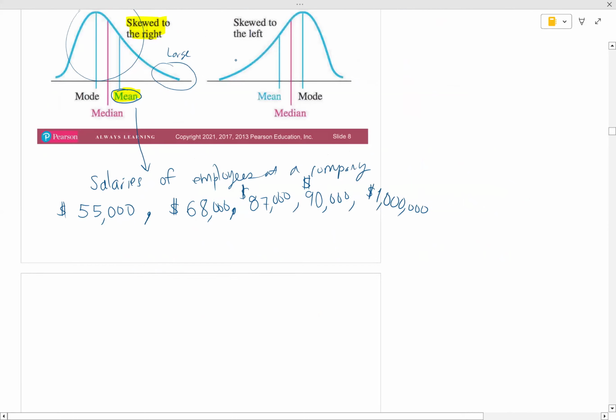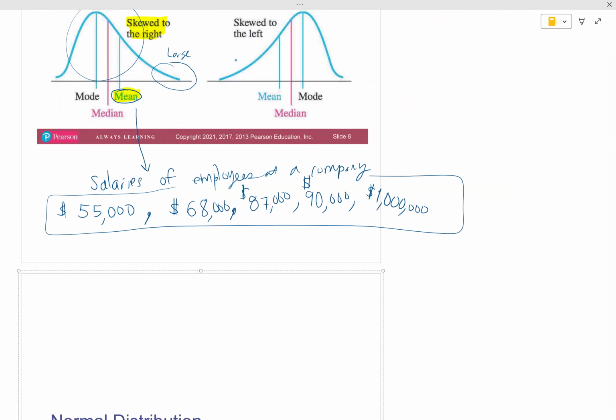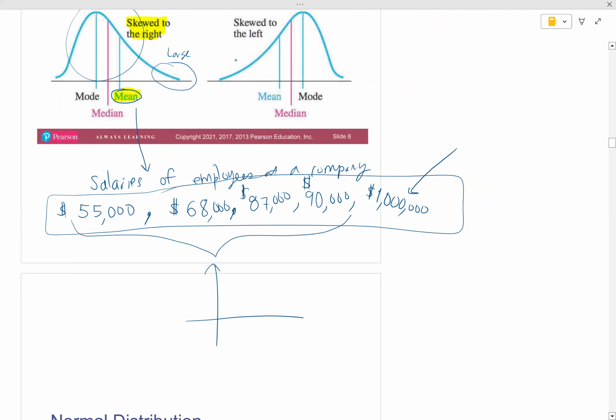and of course I'd probably try to have more data values than that. But that's kind of the idea, that these values are kind of close together, 55,000, 68,000, 87, 90, but $1 million is way out there. So that's how this curve would look. You'd see some smaller data values. They're not small, but compared to that 1 million, of course they are. Then you got your one guy over here making 1 million.